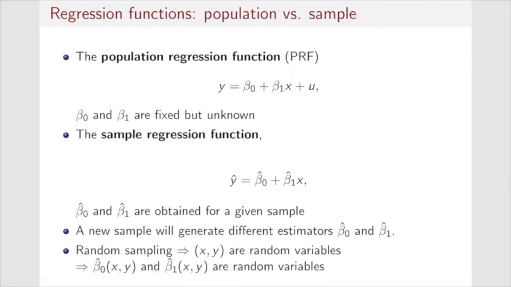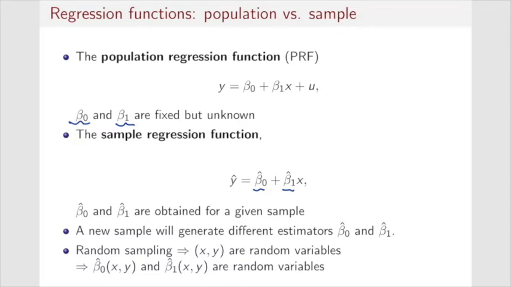The answer actually depends on the difference between the population and the sample. We briefly talked about the population regression function and the sample regression function. In the population regression function, y is equal to beta 0 plus beta 1 times x plus the error term u. These beta 0 and beta 1 are fixed parameters, but we just don't know their true values. So we collect data and estimate beta 0 hat and beta 1 hat to approximate the true parameters, to get some idea about what they will be.